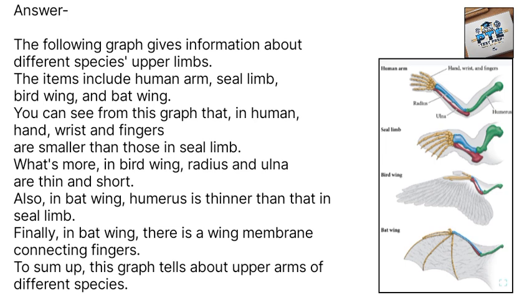Also in bat wing, humerus is thinner than that in seal limb. Finally, in bat wing, there is a wing membrane connecting fingers. To sum up, this graph tells about upper arms of different species.